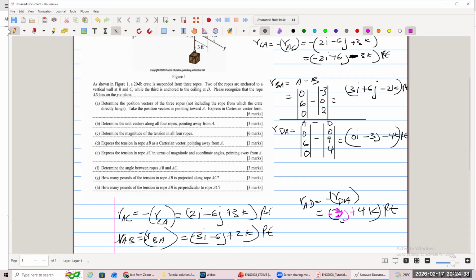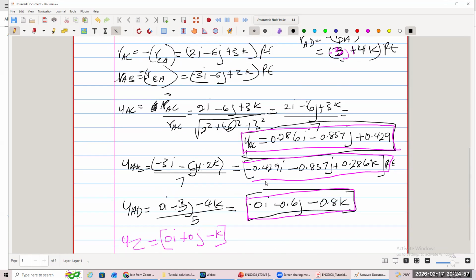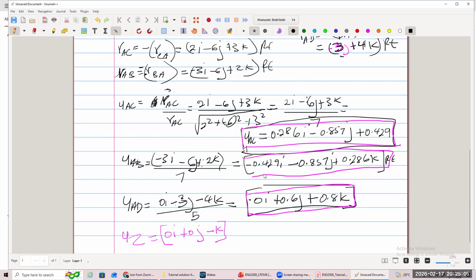Where's the block? Block, block, block. All right, the block. 3. Yeah, so that's it. So the AD would have been, what's the unit vector for AD? It would have been plus, plus, plus, plus. Fantastic. Great. Good job.